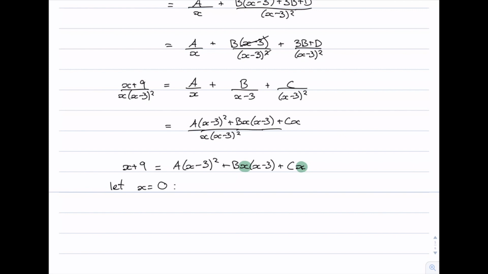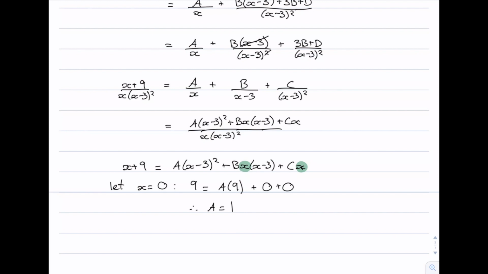So I'm going to say let x equal to 0. And what do we get on the left-hand side? Well, we get 0 plus 9, which is just 9. And on the right-hand side, we get a times 0 minus 3. Well, that's negative 3. And then when we square that, we get 9. Of course, we have our plus 0 and plus 0 here. And so therefore, a is going to be equal to 1. I've easily worked out one of my coefficients here, or one of my constants.